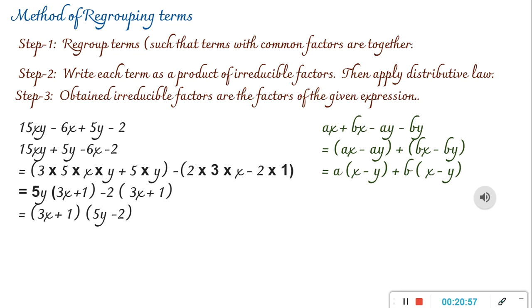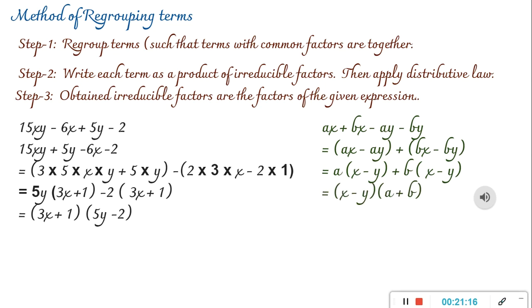Now if you compare these two terms, what would you have common? You have x minus y common, right? So what are you left with? You are left with a plus b. So x minus y into a plus b. This is the factor form of the given expression.